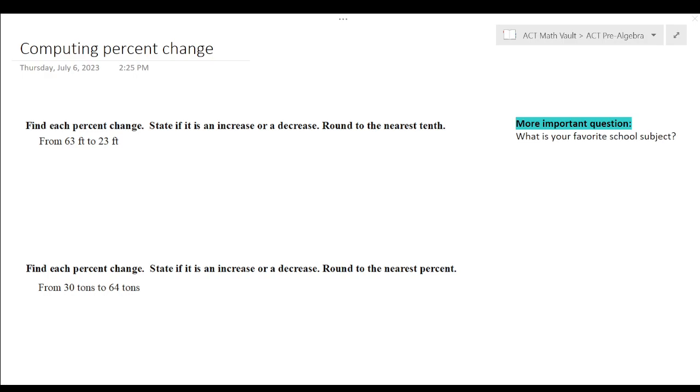What is your favorite school subject? I know everybody would say math is their primary, of course, but what's your second favorite?